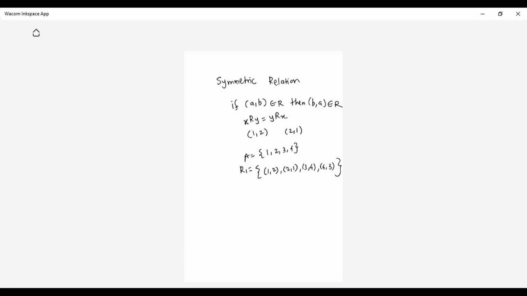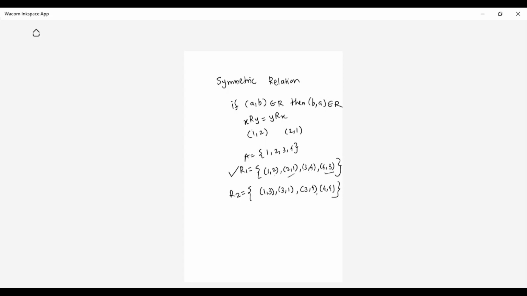1 comma 2, is 2 comma 1 there? Yes. 3 comma 4, is 4 comma 3 there? Yes. So I will see that this is a symmetric relation, because for each and every A comma B ordered pair, I'm getting B comma A. So it satisfies the definition of symmetric relation, and we can call R1 a symmetric relation. For R2, 1 comma 3, 3 comma 1, 3 comma 4, 4 comma 4. Suppose this is the relation.